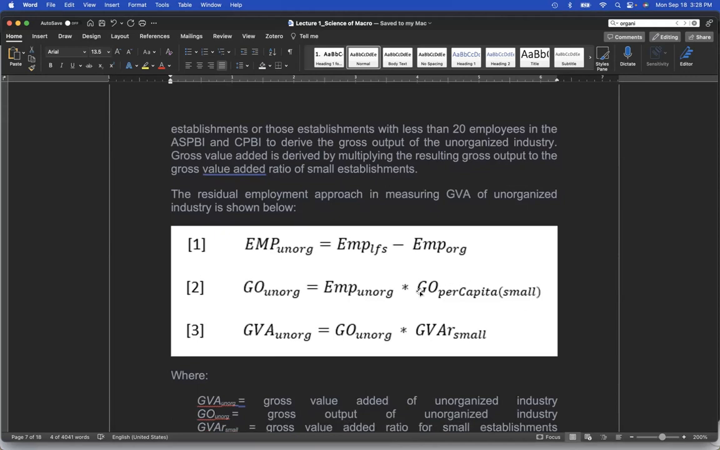So just in case people don't understand this one, this is the gross output for the small firms in the so-called formal or organized industry. So titignan mo yung mga small firms dun sa nakalagay or nakasama dun sa ASPBI or sa CPBI, and then you will calculate their gross output per industry. And then that's where you will get this one. But it's GO per capita, per employee. Kaya siya per capita. Per employee. So would you know why it's per employee?